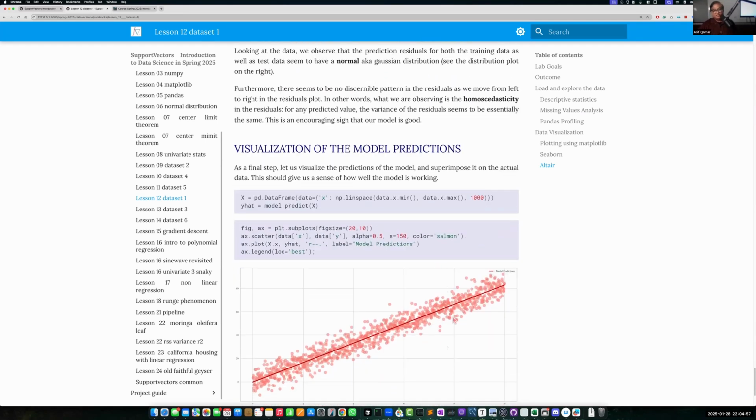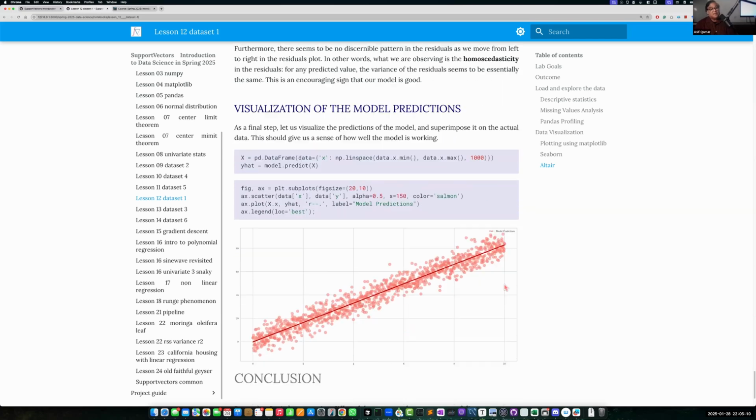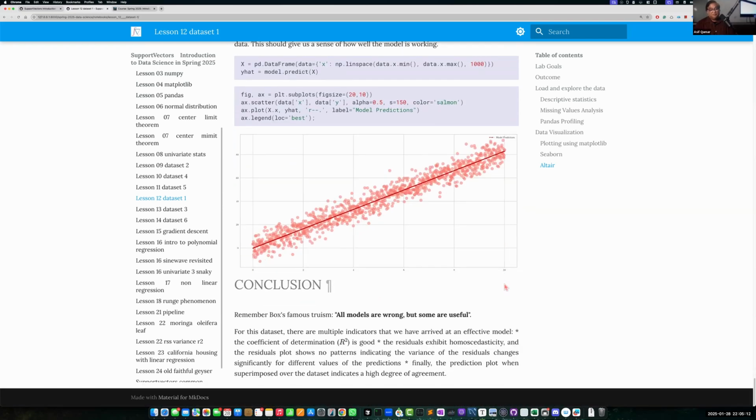Finally, you make your prediction, the prediction model, and superimpose it on the data. Is this the line that would be closest to the data? Yes. So you have visually verified that you have a good model. This is as good as it gets, guys. Now, remember Box's famous truism: all models are wrong, but some are useful. So have we built a useful model? We have. We have created a good approximator, a good F, as a proxy for whatever the ground truth was.